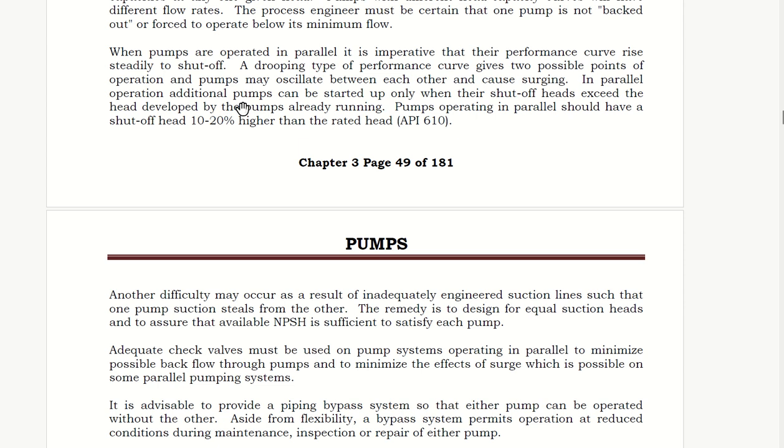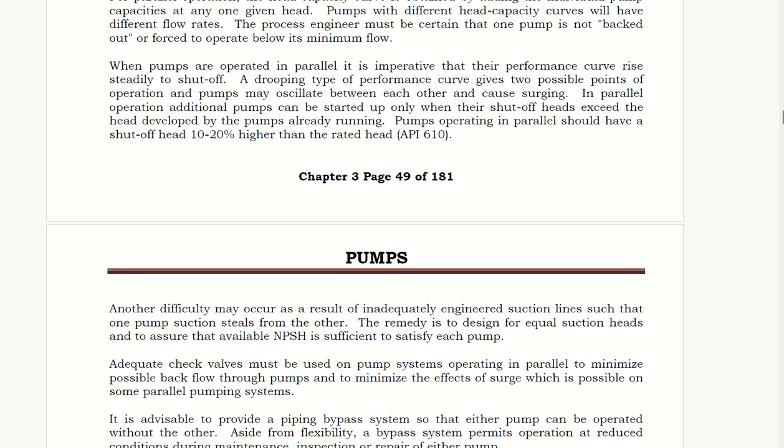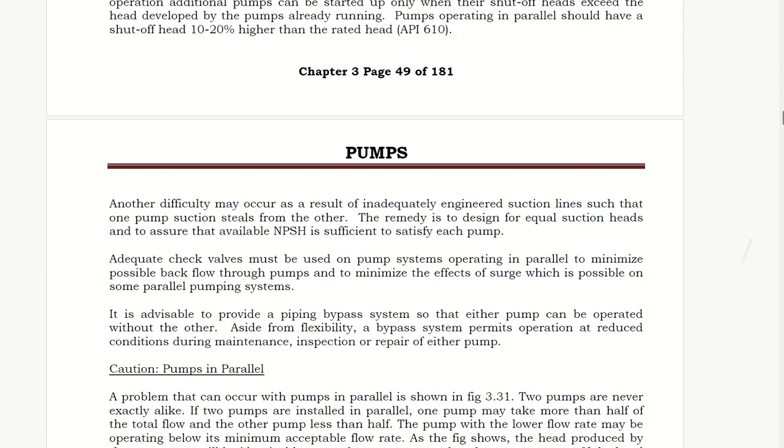In parallel operation, an additional pump can be started up only when its shut-off head exceeds the head developed by the pumps already running. Pumps operating in parallel should have a shut-off head 10 to 12 percent higher than the rated head, as per API 610. So hope it is clear, which says, again we read this line, in parallel operation, additional pumps can be started up only when their shut-off heads exceed the head developed by the pumps already running. I hope this statement is clear.